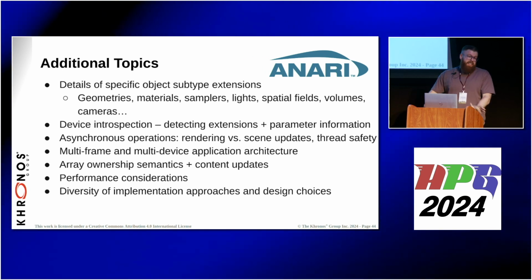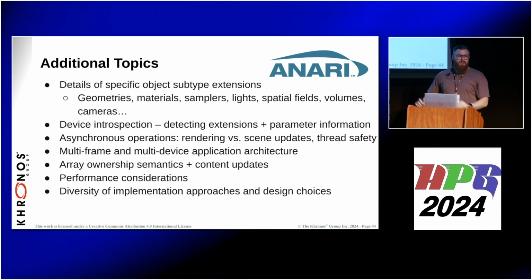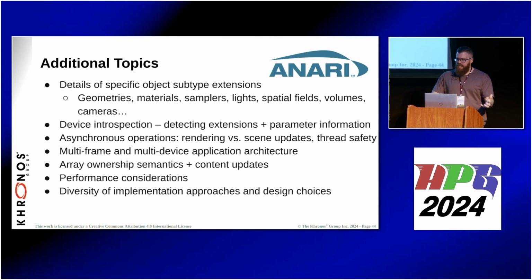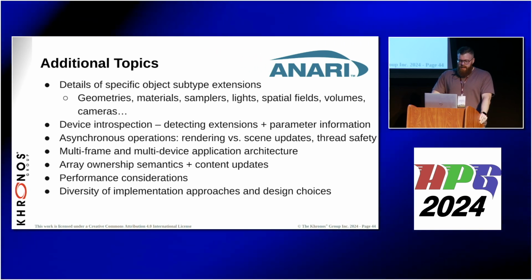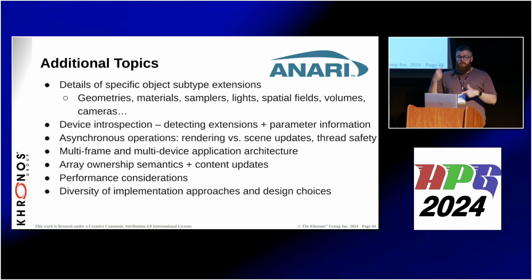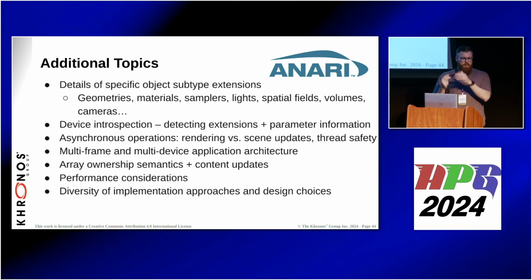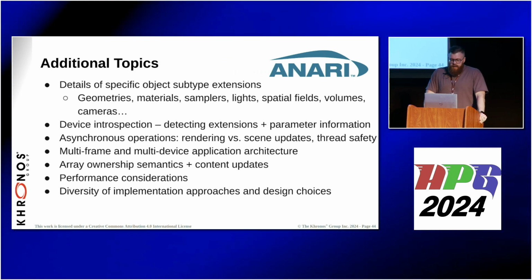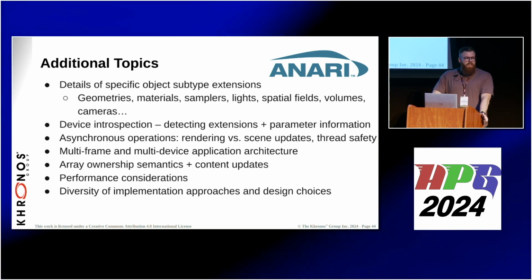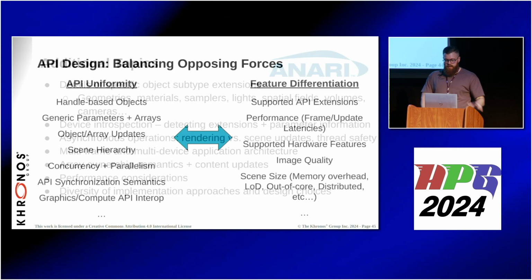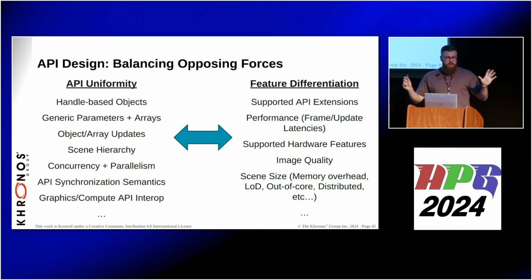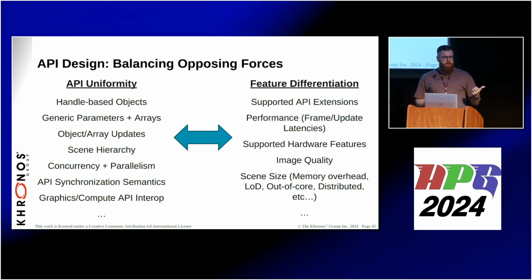The whole asynchronous piece is one I just blew over, but there's a lot of cool application architecture discussions you could have about leveraging that and exploiting that well. What does it look like to have multiple viewports in one app and maintaining all of that either from multiple devices or a single device with multiple frames? Arrays, performance considerations. There's just a lot of things to talk about that we won't be able to get to. But then what I want to give you is a sense of these two opposing forces and how they both can be leveraged really well.